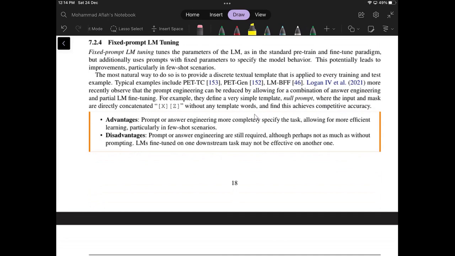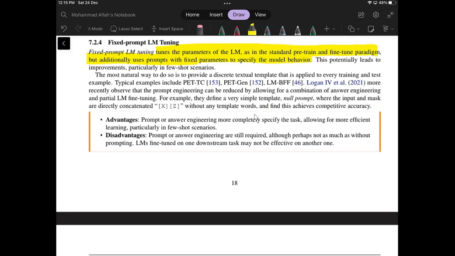Then you have fixed-prompt language model tuning. Fixed-prompt language model tuning tunes the parameters of a language model, as in the standard pre-train and fine-tune paradigm, but additionally uses prompts with fixed parameters to specify the model behavior. This potentially leads to improvements, particularly in few-shot scenarios. So here, you have your pre-train and fine-tune paradigm. You are tuning the language model parameters, but you are keeping your prompts fixed. So the prompt parameters are not tuned.